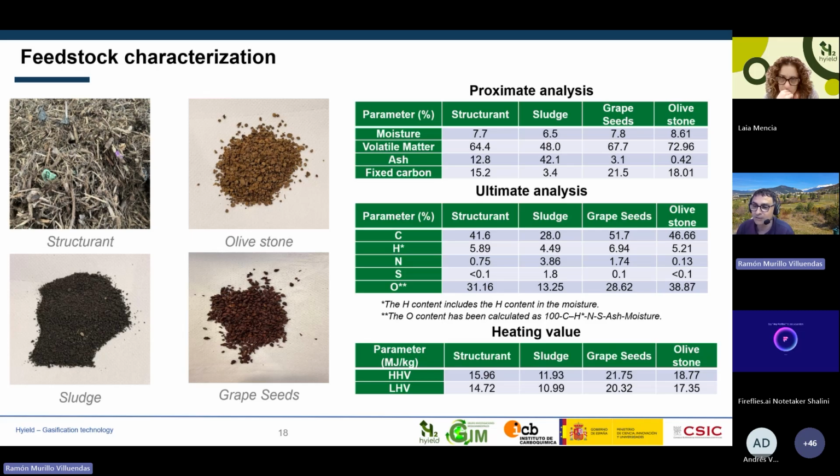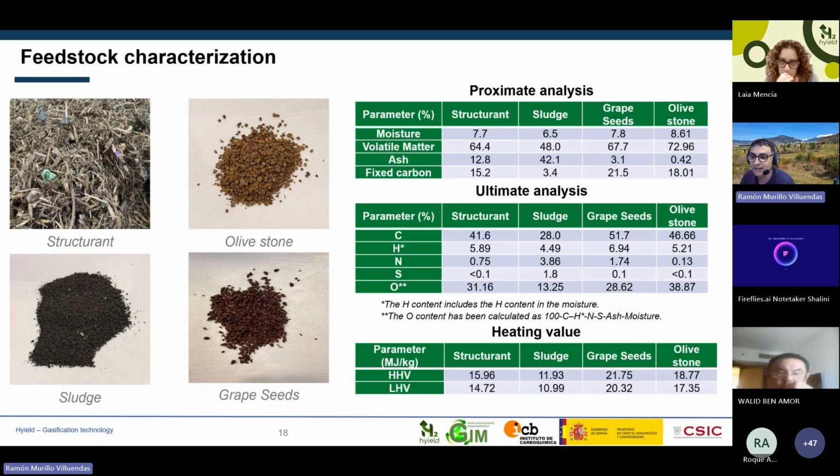The sewage sludge contains higher nitrogen and sulfur contents than the lignocellulosic biomasses, which is relevant because it can lead to higher formation of nitrogen and sulfur containing compounds in the product gas. This is especially important when the syngas is intended for downstream hydrogen purification. Finally, the heating values are also different. Grape seeds and olive stone show the highest heating values, while sewage sludge has the lowest value, mainly due to the high ash content.